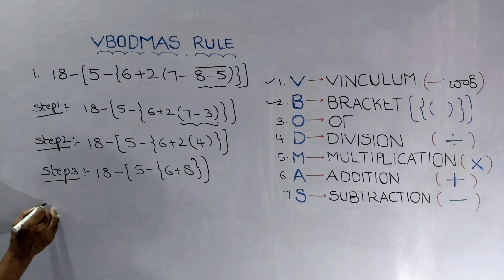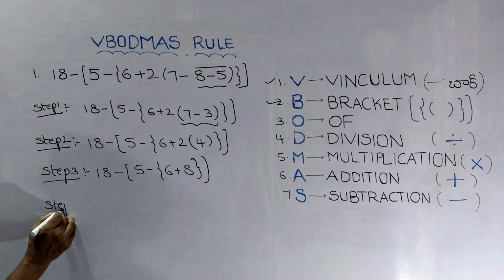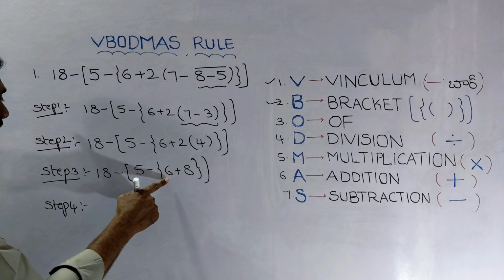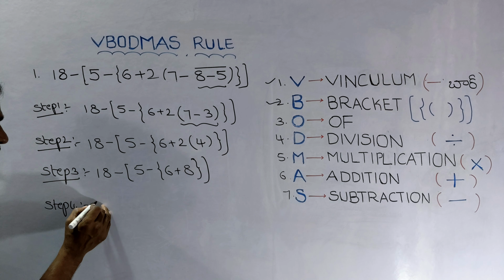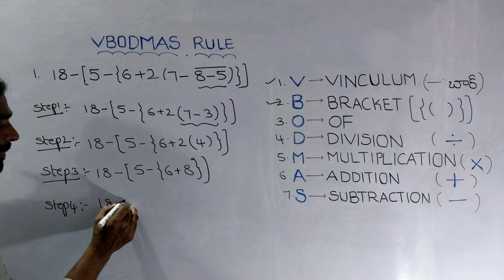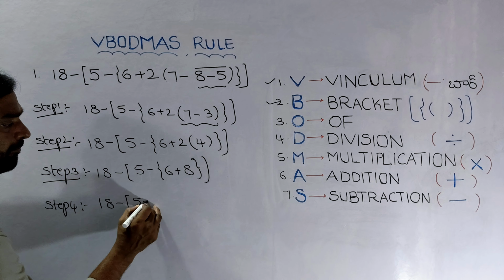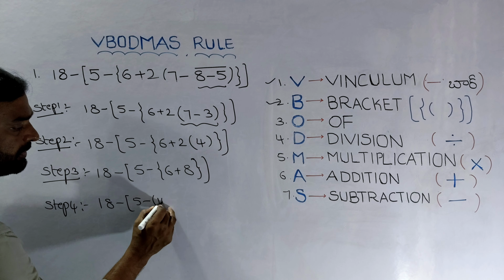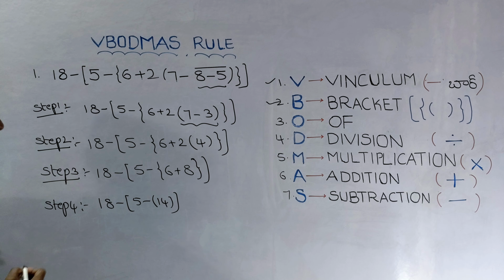Okay. Now step 4. In step 4, in this bracket we have 6 plus 8, that is 14. So you can write 18 minus of 5 minus 6 plus 8, 14. So you can write 14 like this.